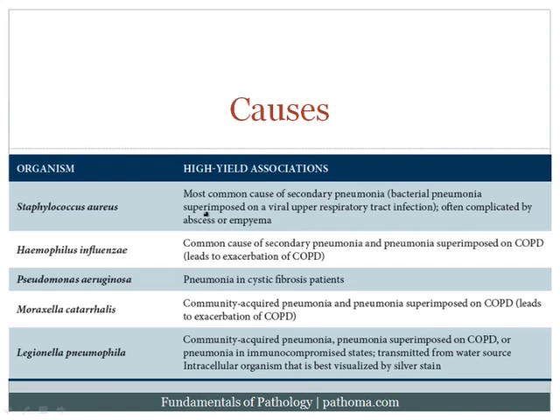Staph aureus is often complicated by abscess or empyema, which refers to pus in the pleural space, and that's important to note as well. H. flu is another important cause of bronchopneumonia.